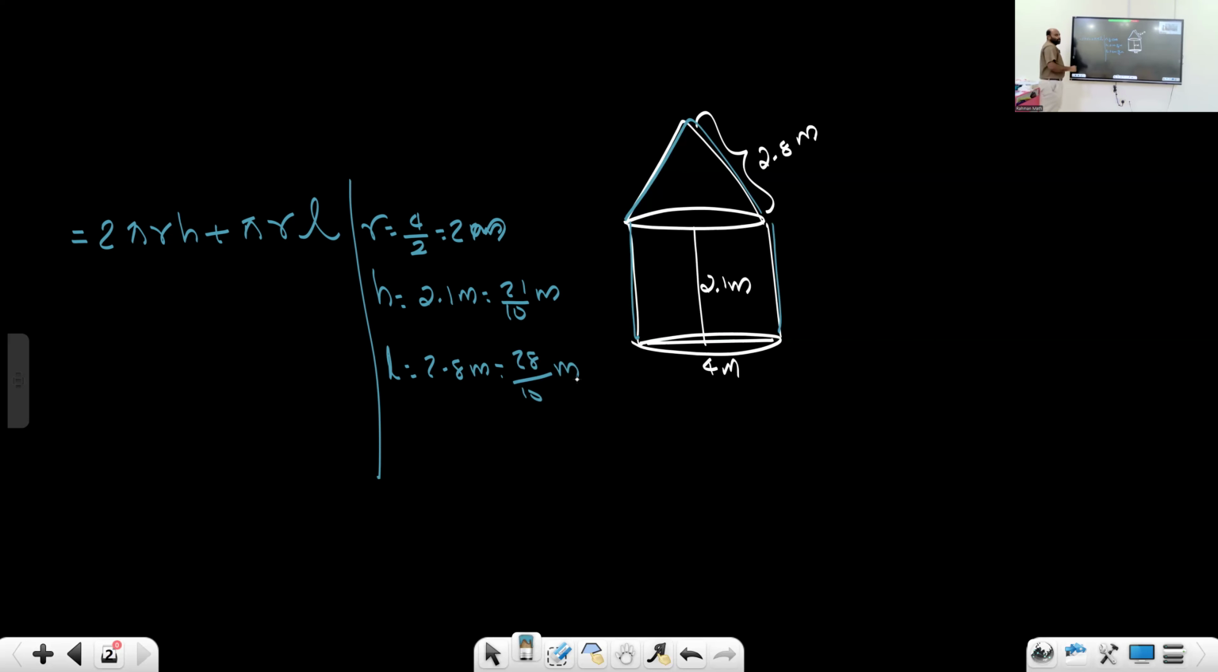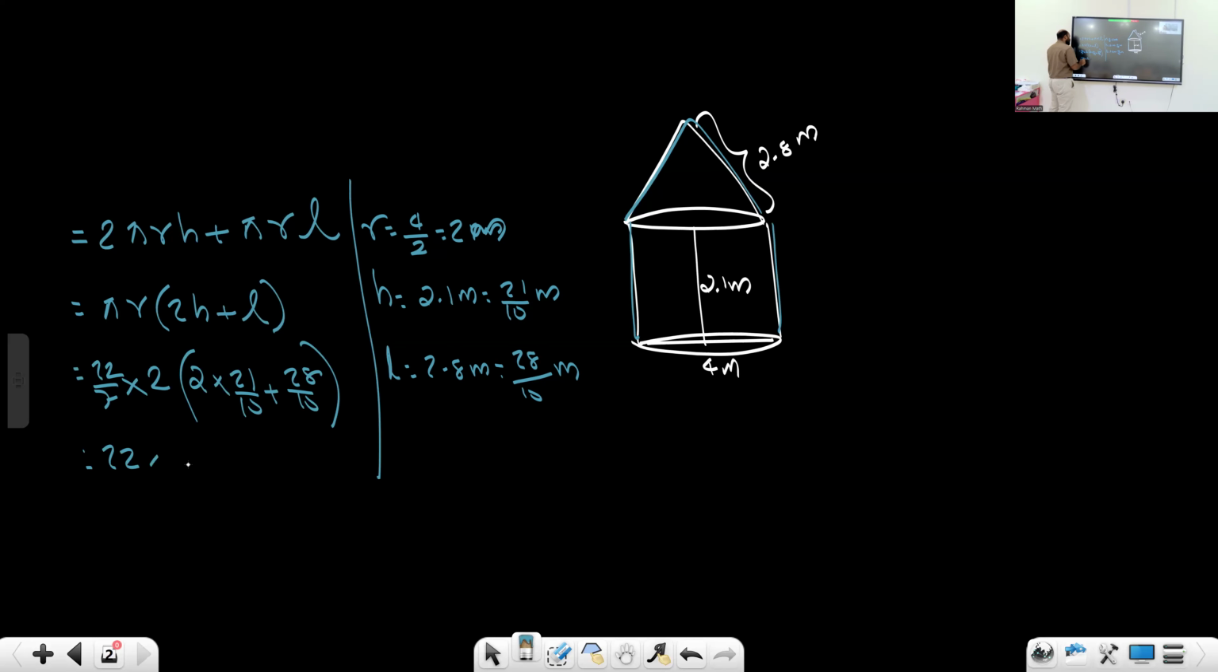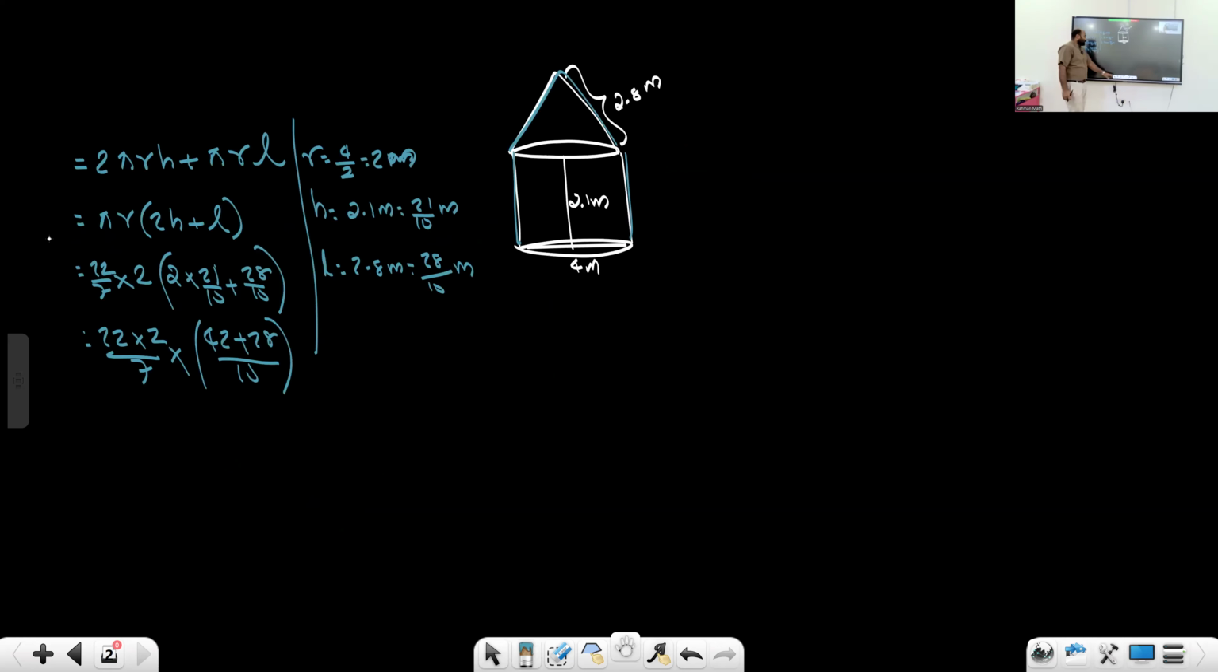Before that, can you see anything common to take out? Pi r I took outside: 2h plus l. So 22 by 7 into radius 2, into 2h, which is 2 into 21 by 10 plus 28 by 10. Don't make a mistake. Try to understand everything, then write. 42 plus 28 by 10, because the LCM. 2 into 21 is what? Another cancellation, students already know.